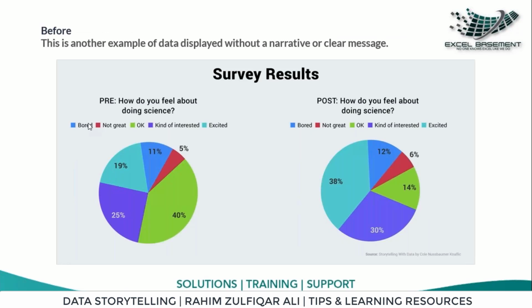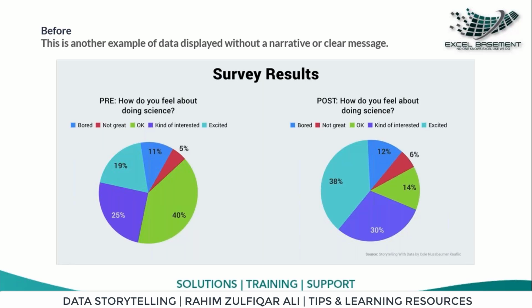Next is another example of data displayed without a narrative or clear message, because there is no narrative, there is no reason, right? Or there is no clear message. Now we have two pie charts. The question asked of the participants was, how do you feel about doing science? So participants had different opinions. Some of them marked bored on the board.